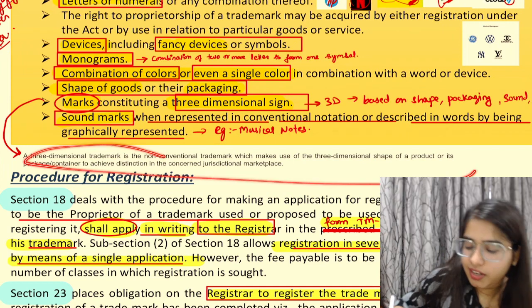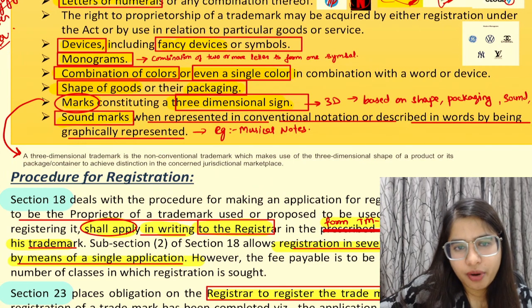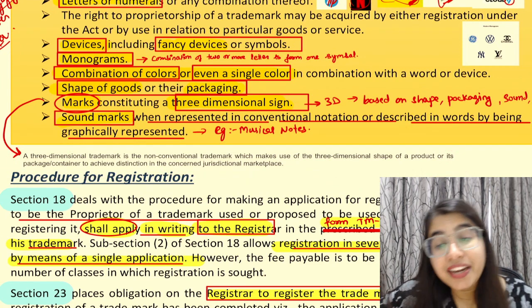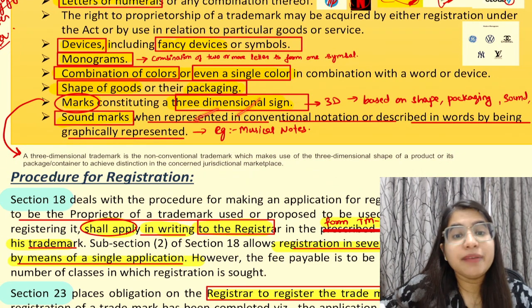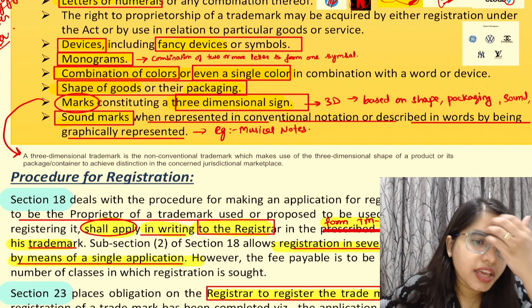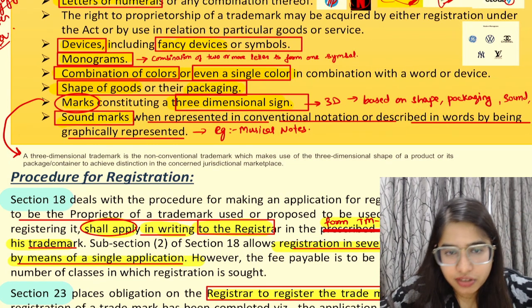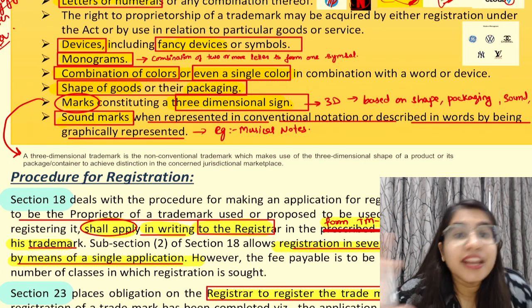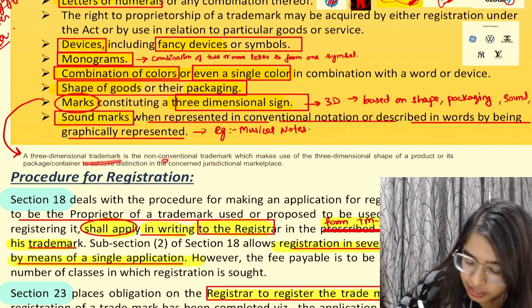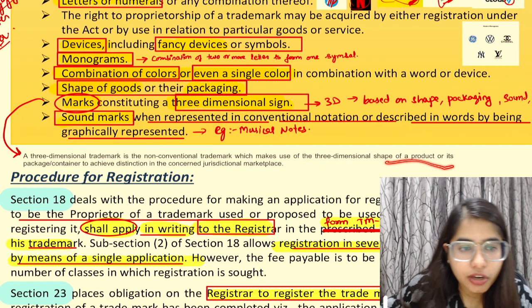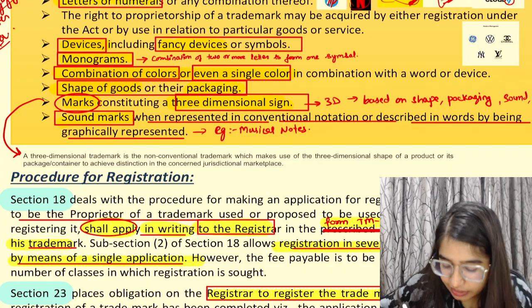Vaise toh I've given a meaning of 3D from research. So what do you mean by 3D design? Three dimensional. Three dimensional matlab 3D design. We call any mark 3D based on their shape, based on their packaging, and based on their sound. These are non-conventional. Non-conventional matlab not traditional. New marks. 3D marks. So what is 3D? 3D are the non-conventional marks which are used in relation to the shape of the product or its packaging or container.